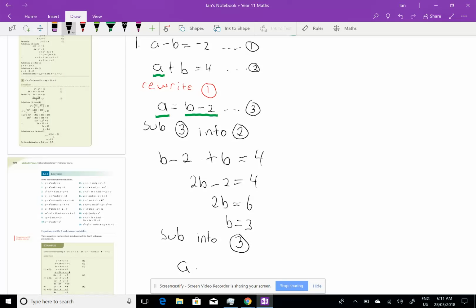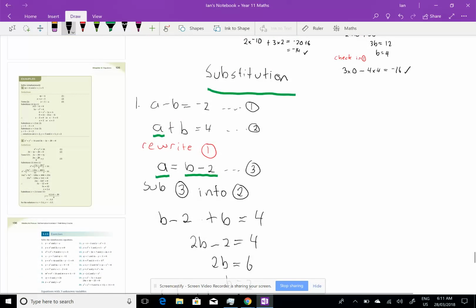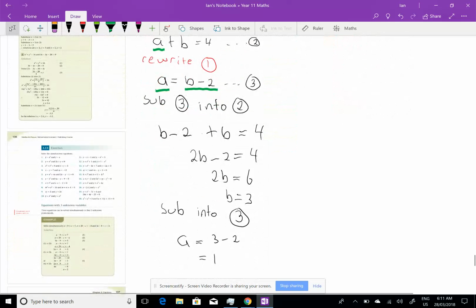And I get A equals 3 minus 2, and that equals 1. Now, because I've already done the check and we know this is already true because we did it earlier, I'm going to let that go. But please remember, if you were doing it as a fresh equation, you would check it.